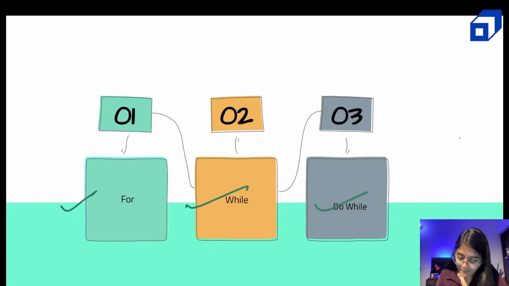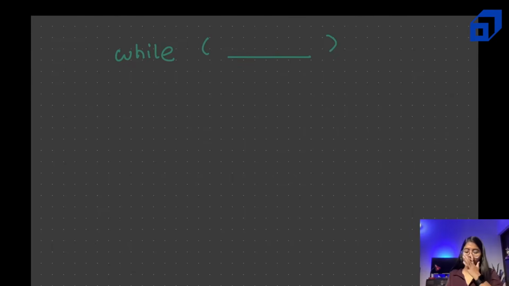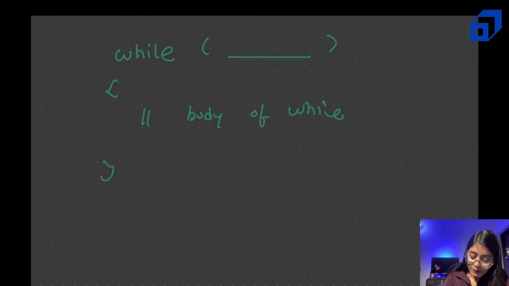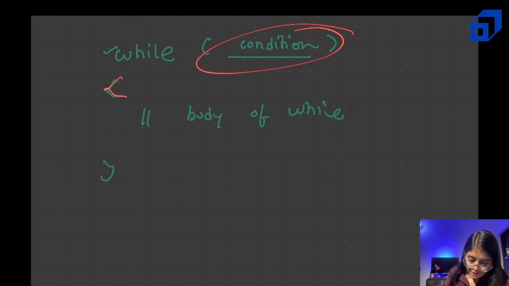Okay, perfect. And if you talk about while and do while, the syntax is very much like in other programming languages. So while this condition is true, you can put some condition here, keep on executing the body of while. This is the simple and straightforward syntax of while loop. So for while, you have to put the condition here.